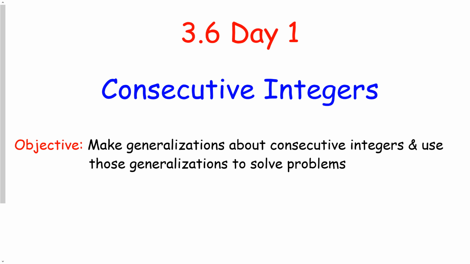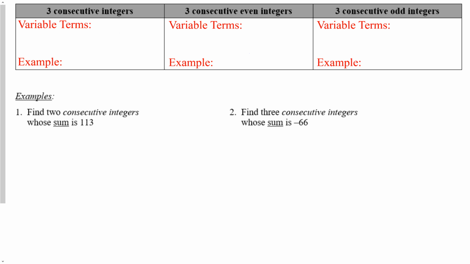3, 6, day 1, consecutive integers. When we are dealing with consecutive integer problems, just like with any other word problem, the first thing we have to do is define our variables, or in this case, what I call variable terms, because there's going to be multiple terms, but we want to make sure we're using the same variable in each of them so that we're able to solve them once we set up the equation.